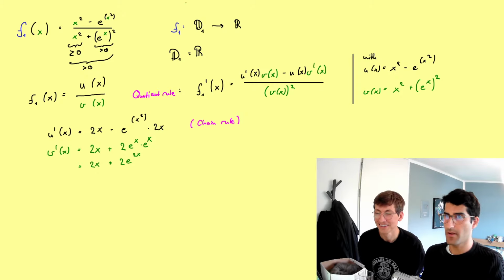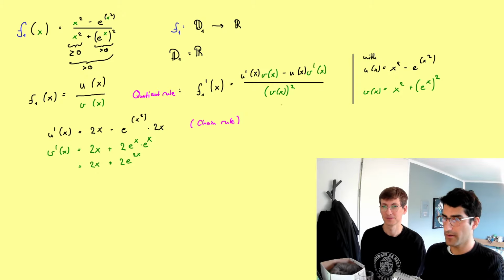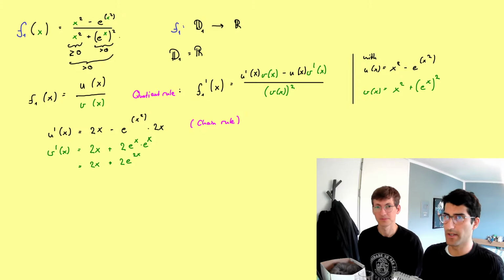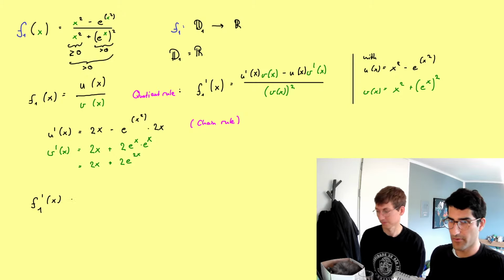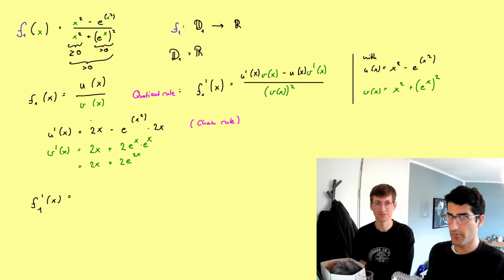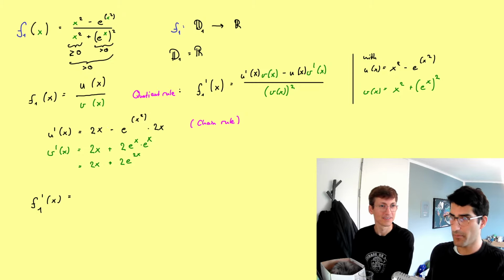Okay. So now if we go back again to our quotient rule, we see that we now have calculated or written down all the ingredients that we need. So the last step is now to write down the first derivative of x completely. For this, it's now just copying and pasting.